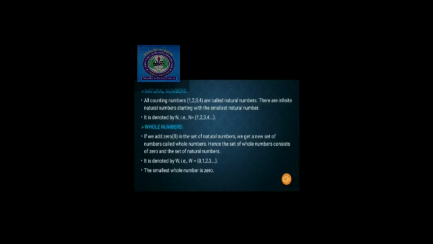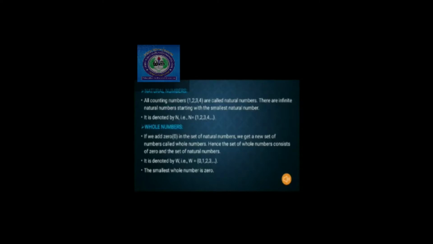Dear students, now let's discuss natural numbers and whole numbers. Natural numbers. All natural numbers 1, 2, 3, 4 and on are called natural numbers. There are infinite natural numbers starting with the smallest natural number 1. It is denoted by N, that is N equals 1, 2, 3, 4 and on. We use natural numbers to express months in a year, students in a school, the number of trees in a garden, etc.